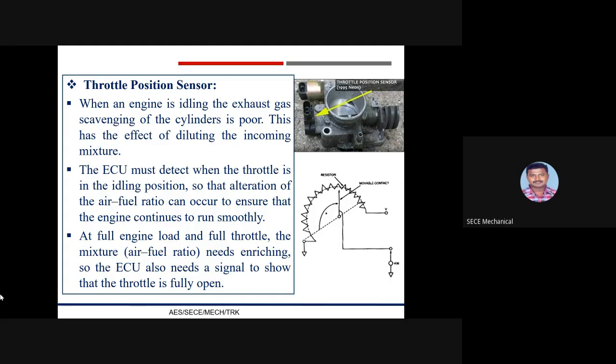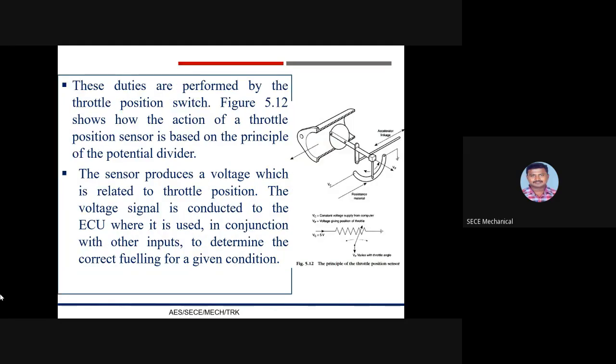The sensor is a three-wire potentiometer. Let us look at this picture. Through the first wire, the 5-volt power is supplied to the sensor's resistive layer. The second wire is used as a ground, whereas the third wire is connected to the potentiometer wiper and provides input to the engine control system.